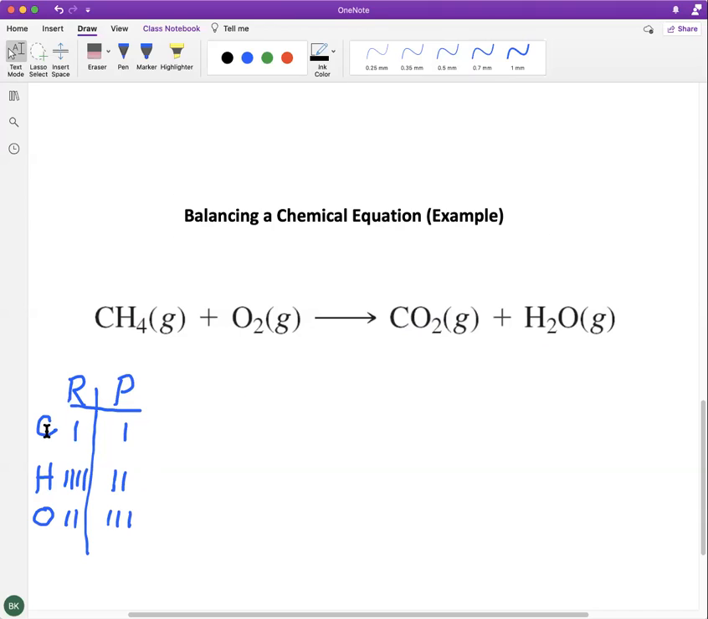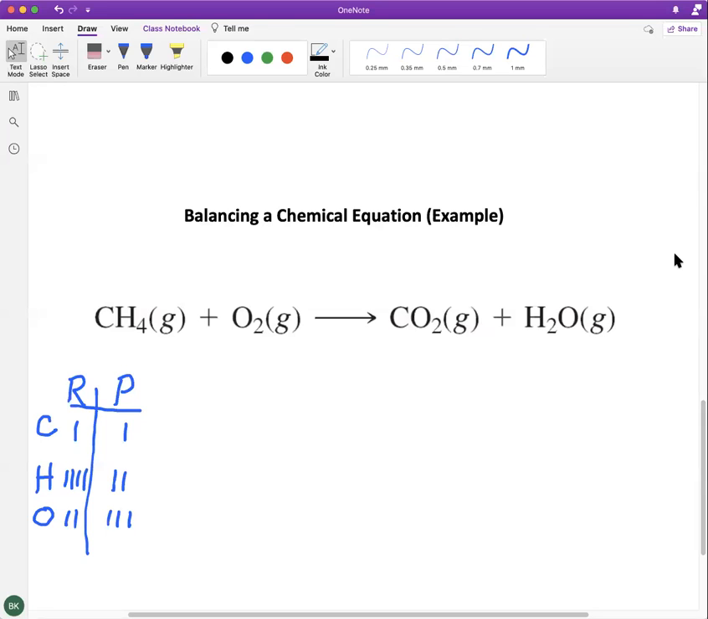So I can see that right off the bat, I've got the right number of carbon atoms, but I have the wrong number of H atoms and the wrong number of oxygen atoms. I have 2 and 3 and 4 and 2. So once you've set up your table like this, we start to then make adjustments to the numbers of atoms, and we do that by putting coefficients in front of the different compounds.